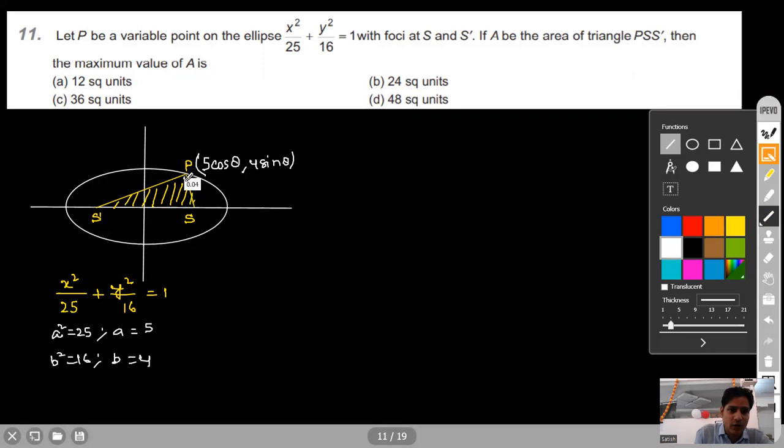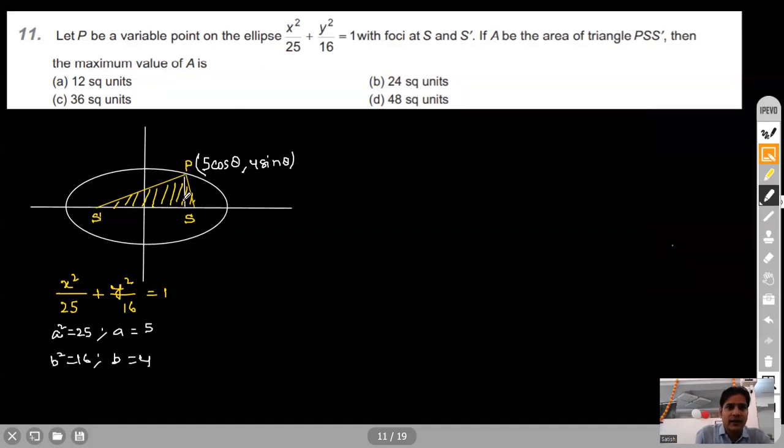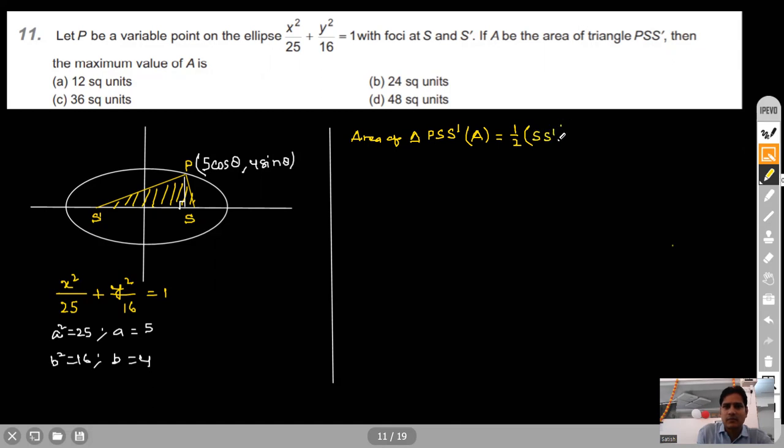Now I have to find the area of this triangle. Let me draw a perpendicular on this major axis, and it is 90 degrees here. What will be the area of triangle PSS dash? Let me denote this area as A. It will be half times base, which is S S dash, into height. You can name this foot of the perpendicular as point M.